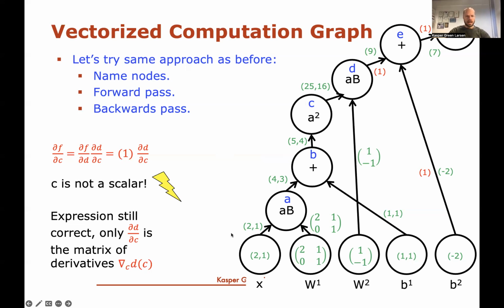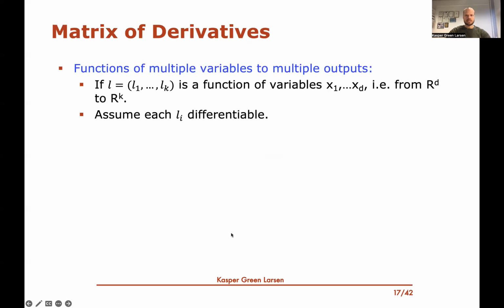Let's remind ourselves what such a matrix of derivatives is. In general, a matrix of derivatives or Jacobian is what we get if I have a function L that outputs k values, so it's really k functions, right? It outputs a vector of k functions. It takes d input variables, x1 to xd. So this is a function from R^d to R^k.